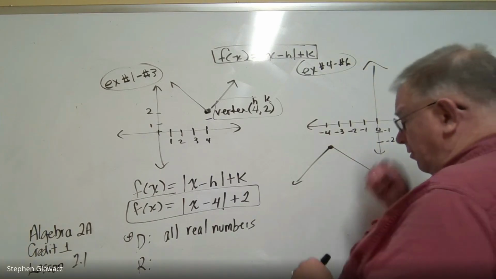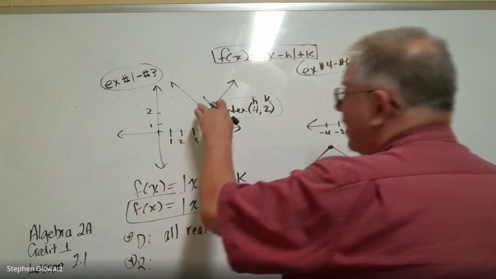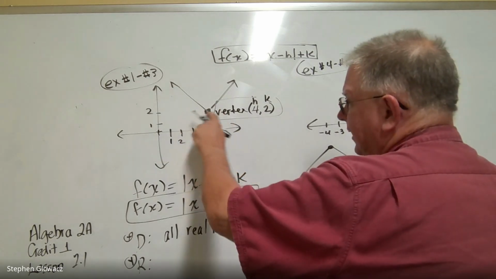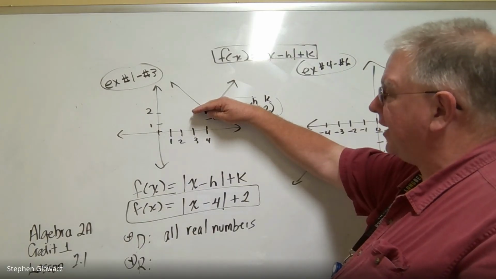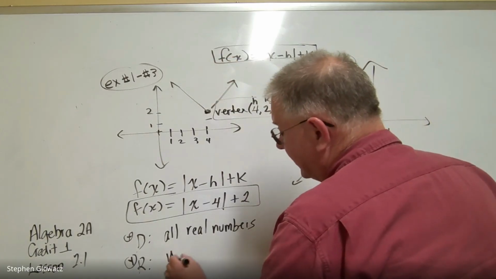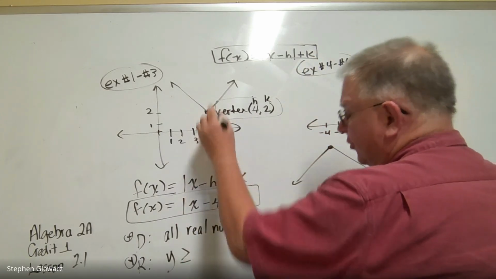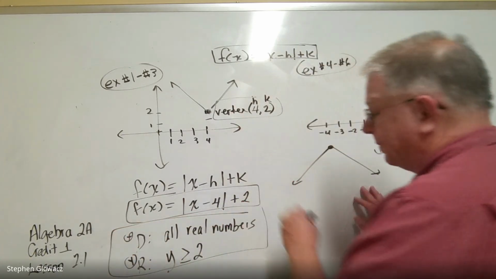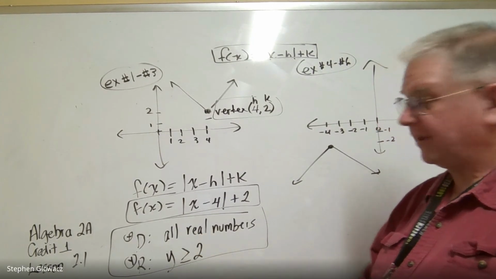The range, so for the range, it does go up forever, but the graph doesn't go down forever. It does have a bottom point here at 2. And so the values for this absolute value function are from 2 and above. And the way we represent that is y is greater than or equal to, because it does include 2, y is greater than or equal to the number 2. So again, domain, all real numbers, range, y is greater than or equal to 2.